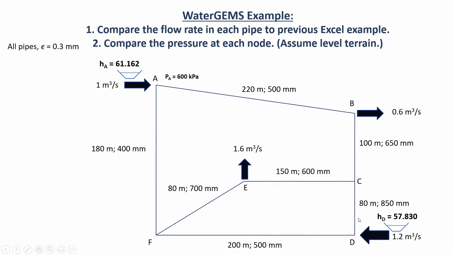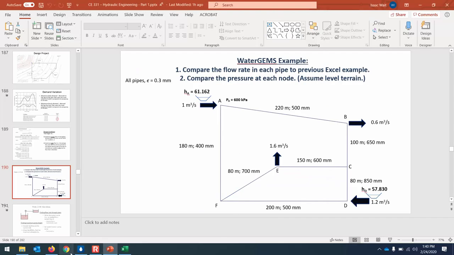And in WaterGEMS, actually what you specify is the outflow. So you don't tell it where water's coming into the network, you tell it where you're taking water out of the network. We knew from that previous example the pressure at A was 600 kilopascals, and so that gave a pressure head at A, and we likewise have a pressure head at D. So I'm going to try and set this same network up in WaterGEMS, just so that you can remind yourself how the program functions.